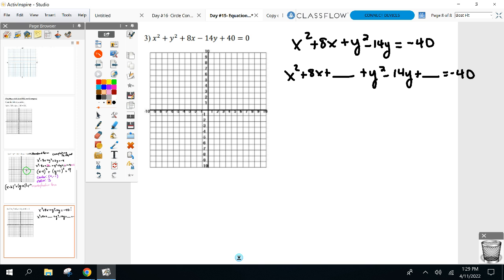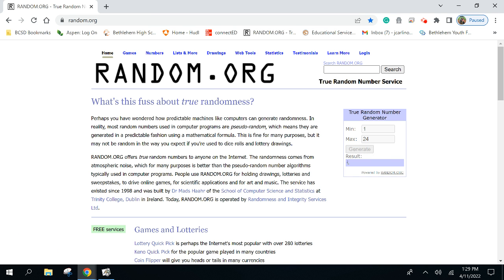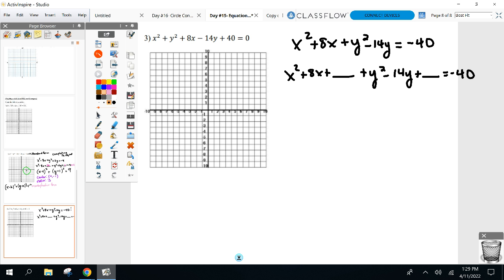All right, what are you adding on to the x's here? 16. Look at that, convenient today.